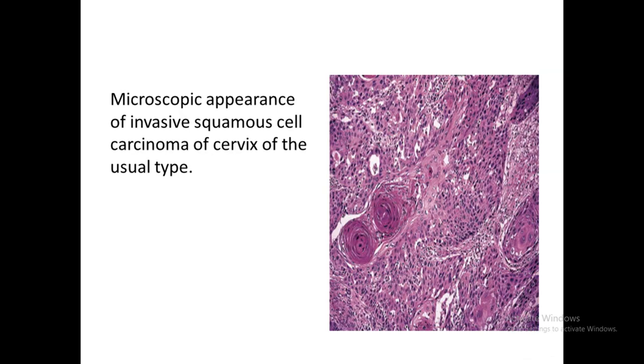These are the microscopic features of cervical squamous cell carcinoma. We see here nests of squamous epithelium with keratin formation invading the underlying stroma. These cells are composed of squamous cells with eosinophilic cytoplasm and keratin nests. This is a moderately differentiated squamous cell carcinoma that invades the underlying stroma.